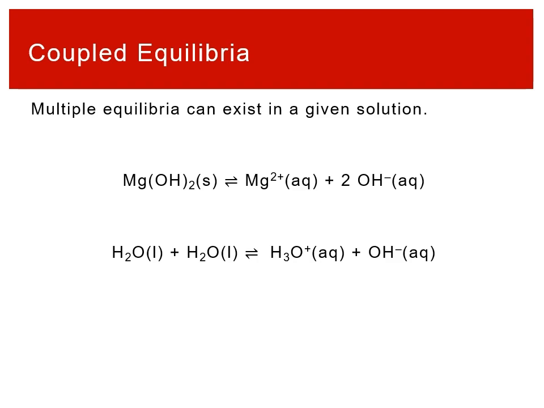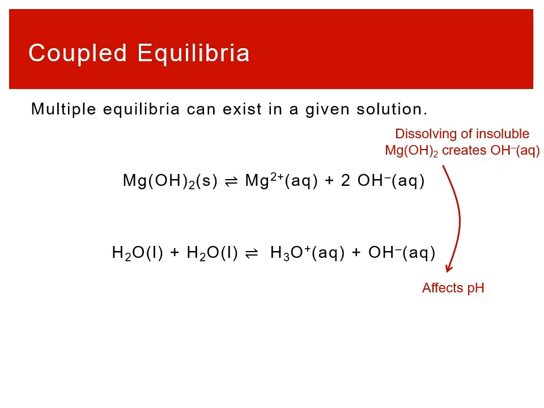We've looked at, for example, dissolving magnesium hydroxide, and that creates hydroxides, right? When the magnesium hydroxide dissolves in solution, it makes some hydroxide. Well, those hydroxides affect the pH. We know that hydroxides and hydroniums formed in any solution of water are going to interact with each other, and you'll make some waters. You'll change that balance of hydronium and hydroxide. You're going to affect the pH.